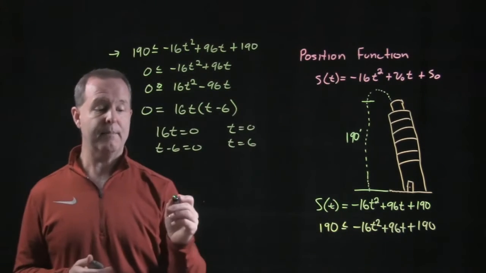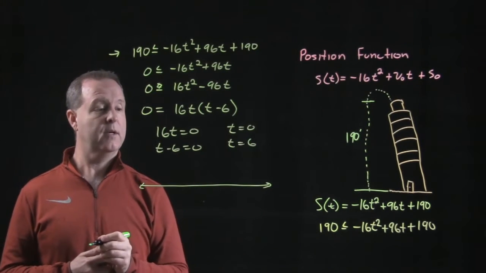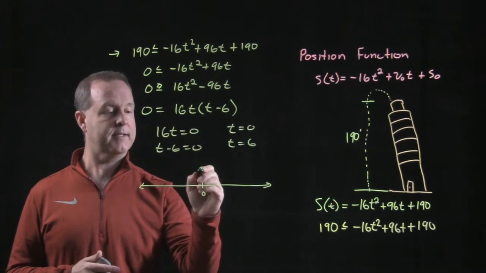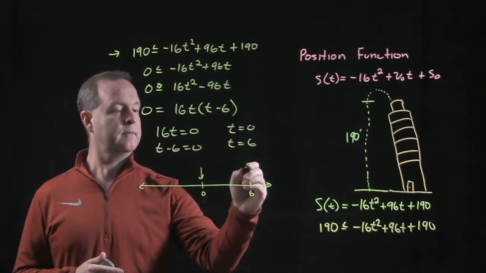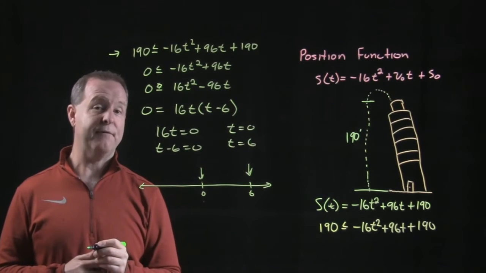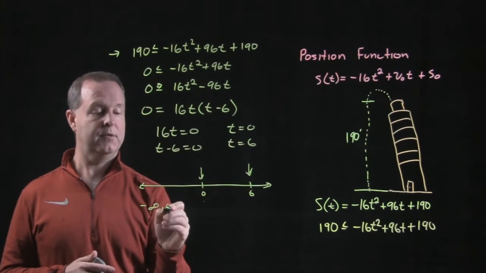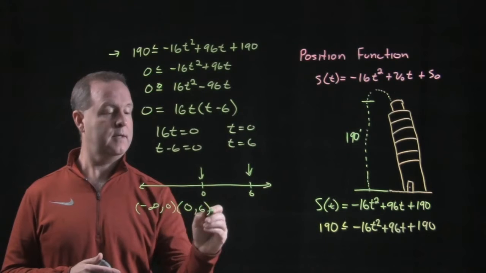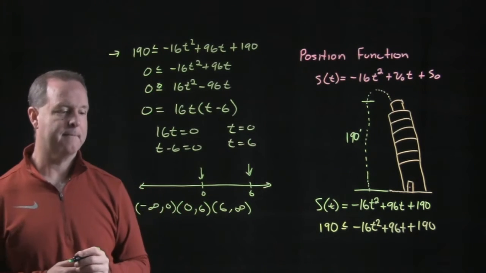So we can do what we've done in the past. Graph out a number line. We know we have a boundary at 0, and also a boundary at 6. So I have 3 sections we can explore. We have from negative infinity to 0. We have 0 to 6. And we have 6 to positive infinity.